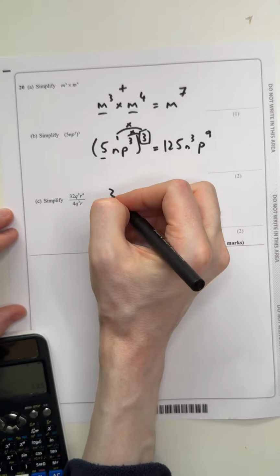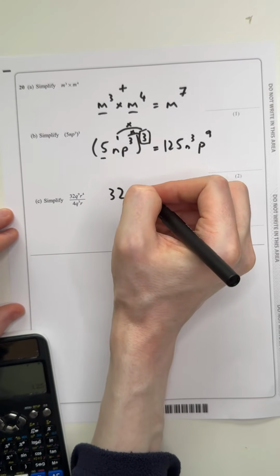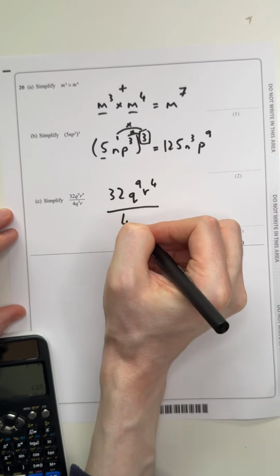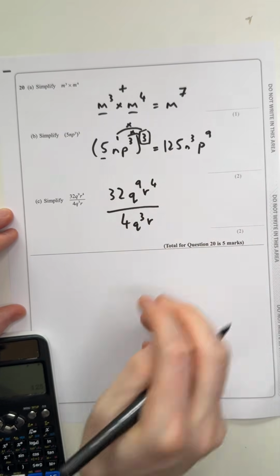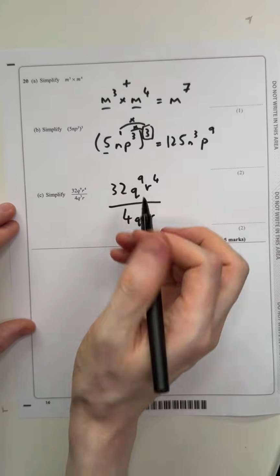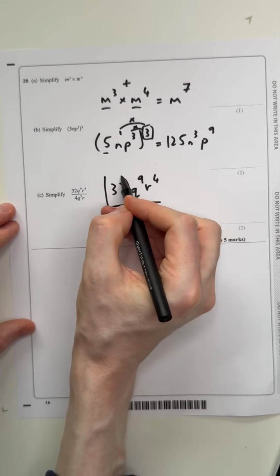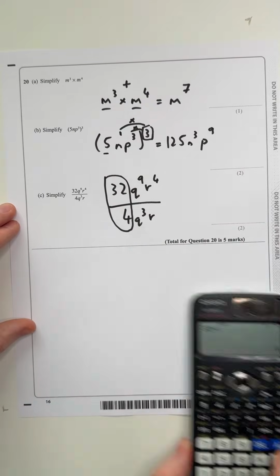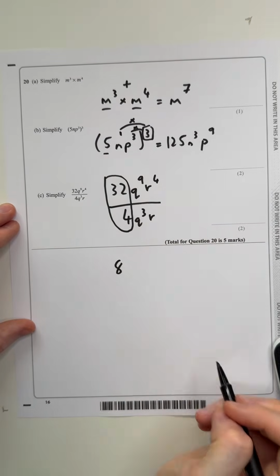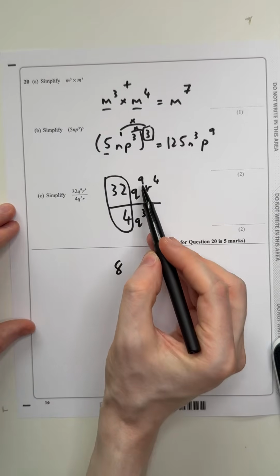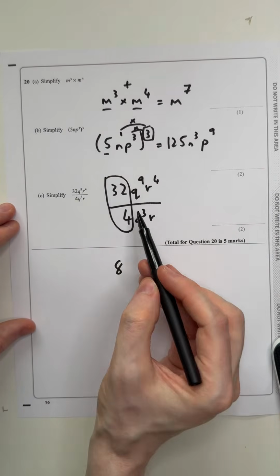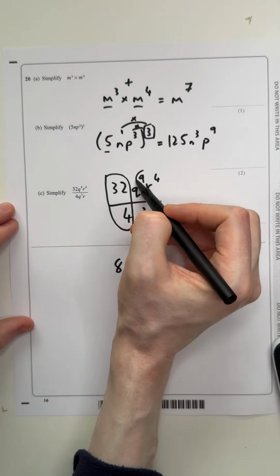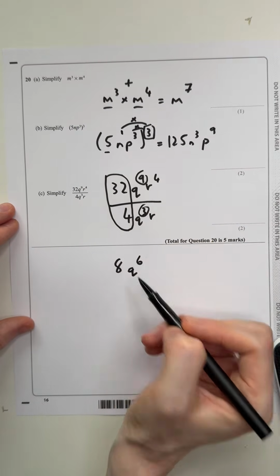Here, we're dividing 32 q to the power 9, r to the power 4, all over 4 q to the power 3 r. If you're dividing, first we'll start by dividing the numbers at the start. Just put it into a calculator. 32 divided by 4 will give us 8. So that's my first bit. Now look for the same base. q to the power 9 divided by q to the power 3. If you're dividing and you've got the same base, you keep the base the same and you subtract the powers. So 9 subtract 3 in a calculator gives you 6.